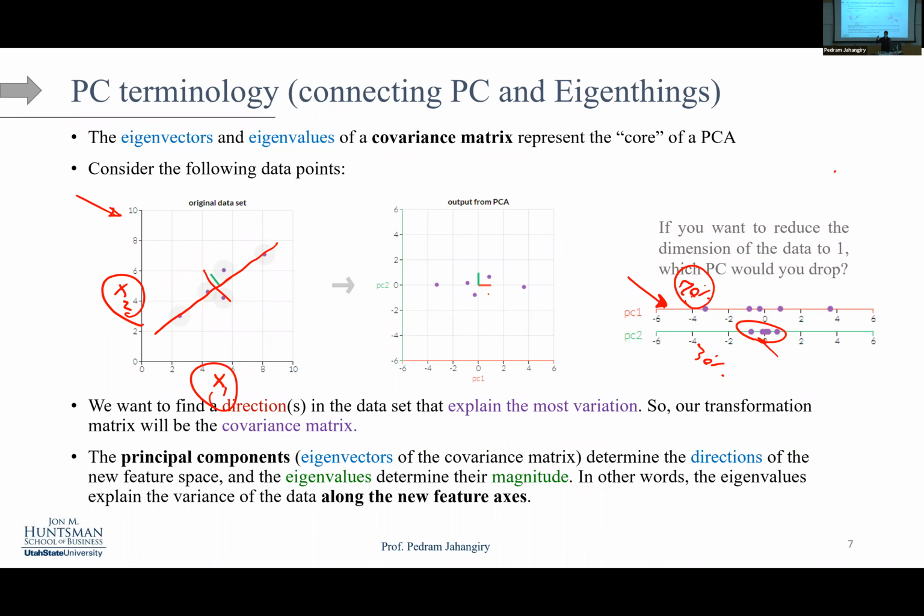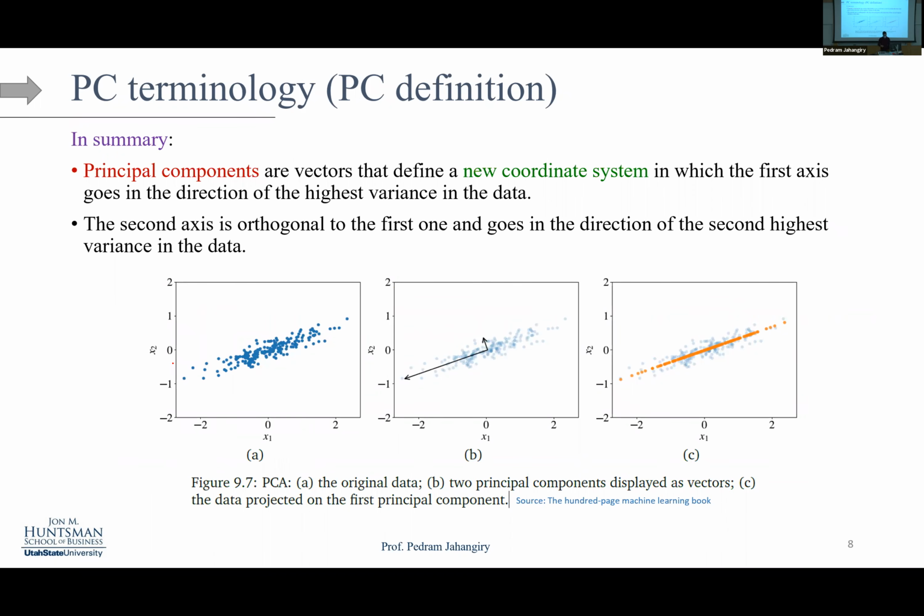Because we are saving 1,997 dimensions, right? What do we lose? Interpretability. PC1, PC2, PC3, these are linear combinations of 2,000 features. There's no way you can interpret that. Very good. So in summary, principal components are vectors that define a new coordinate system, right? In which the first axis goes in the direction of the highest variance in the data. The second axis is orthogonal to the first axis. And if there are 3 dimensions, the third one is going to be orthogonal to the second one and the first one, and so on.